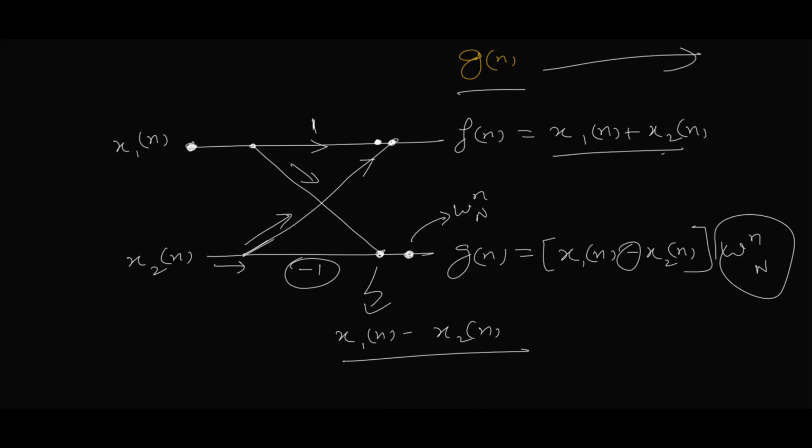This operation is applicable to all the butterflies in DIF. Your first output is always free from the twiddle factor, and the twiddle factor will only be available for the second output. I think you got it quite clear.